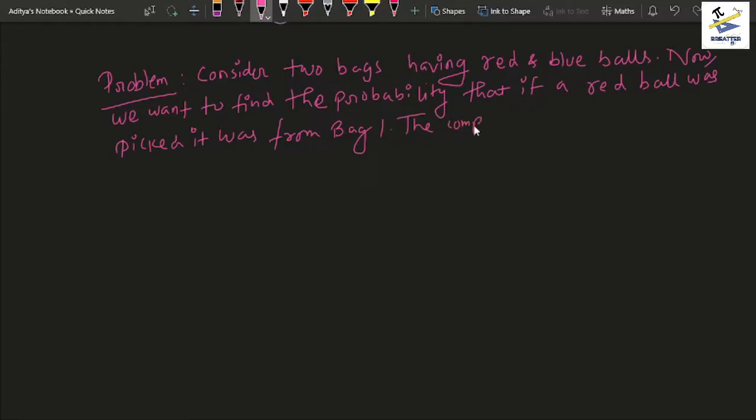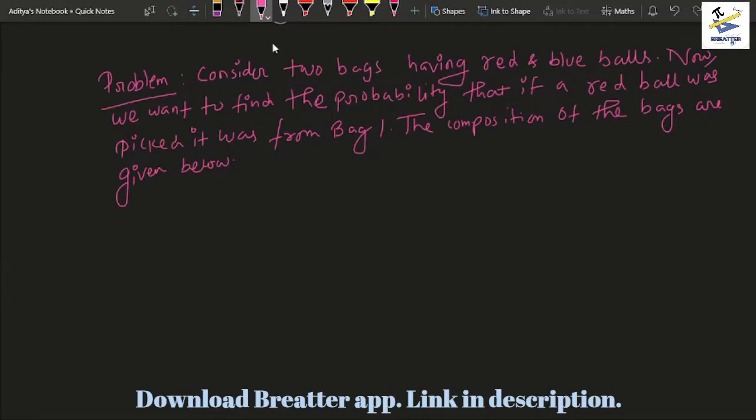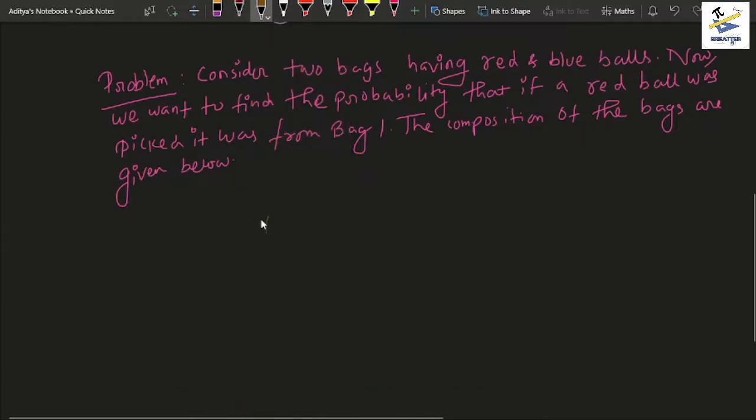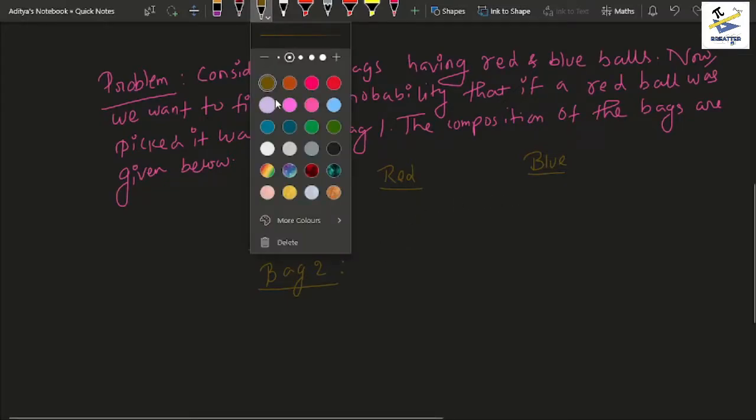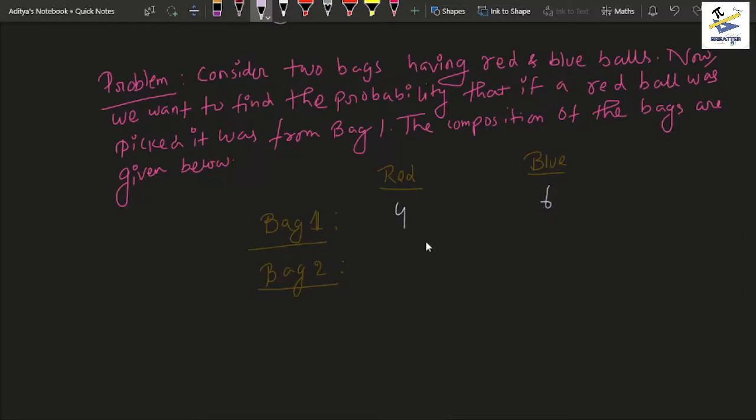The composition of the bags are given below. So let me write the composition for the bags here. We would write something like bag 1, and we can write here red, we can write here blue, and we can write here bag 2. So red and blue are given, and for bag 2 and bag 1 we have the following composition. So 4 red balls in this, 6 blue balls in this, 6 red balls in this, and 4 blue balls in this. Okay, so the question says that a red ball was already picked at random from a certain bag.